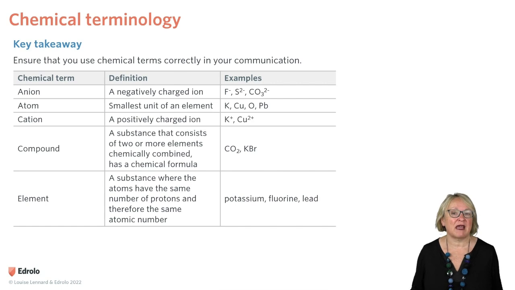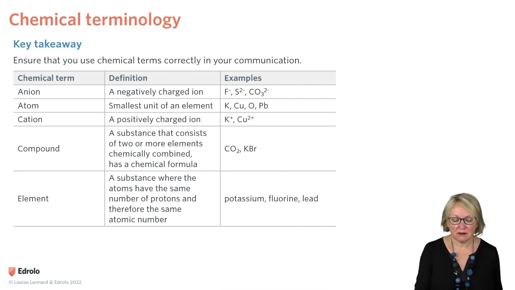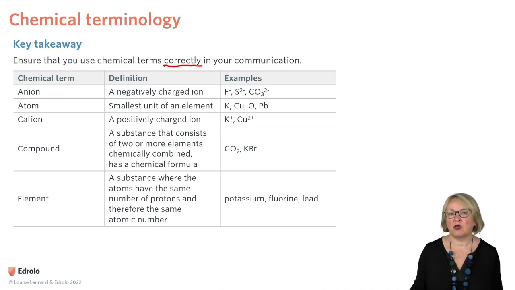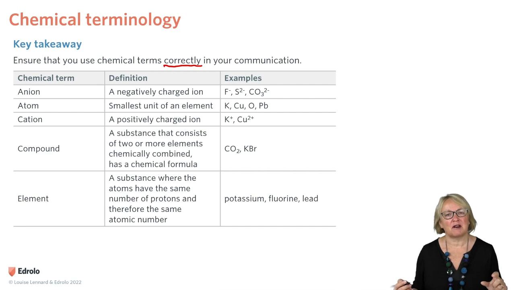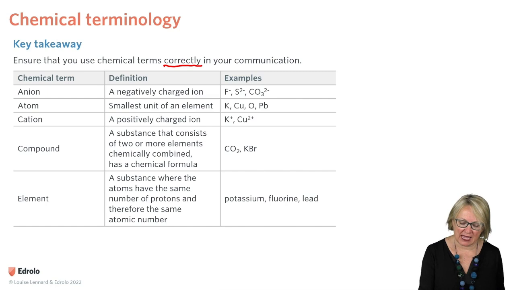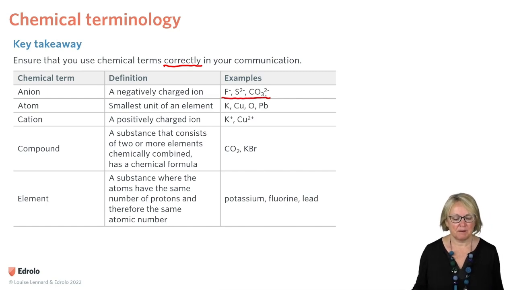So first of all, chemical terminology. You need to use the chemical terms correctly in your communication. You should be familiar with a lot of these words, but you might not know the exact meaning, so it's important to check that you're using them correctly. An anion is a negatively charged ion. Examples include fluoride ion, sulfide ion, and carbonate ion.